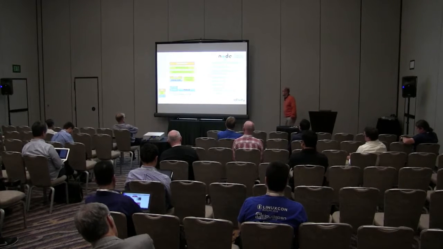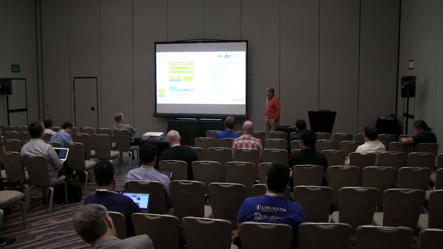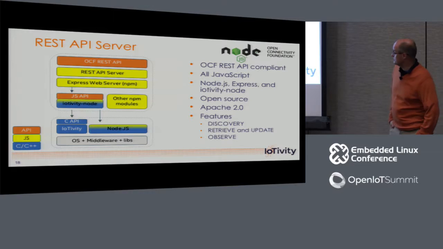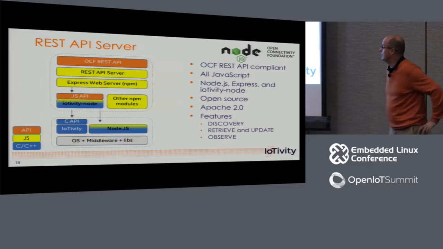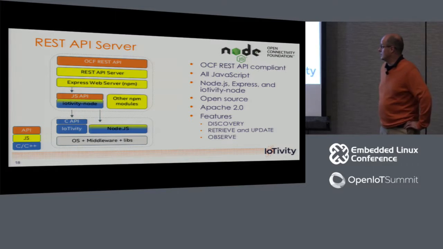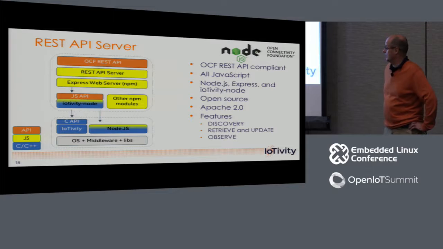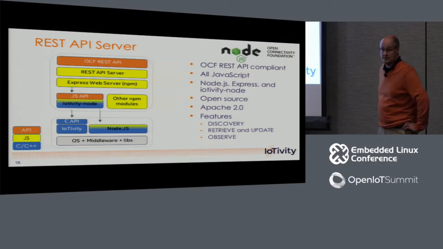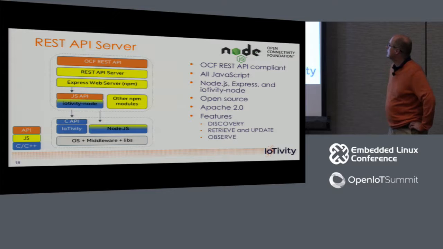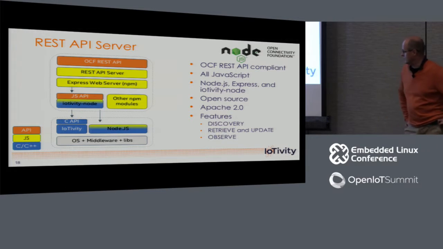So the Iotivity node, and then on top of that, we're using the Express web server, which is the most used web server in the Node community, and then we built a small application on top of that, which is providing the REST APIs to the cloud. Everything in the API server is JavaScript, and it has the standard OCF 101 features like discovery, retrieve, updates, and observe.